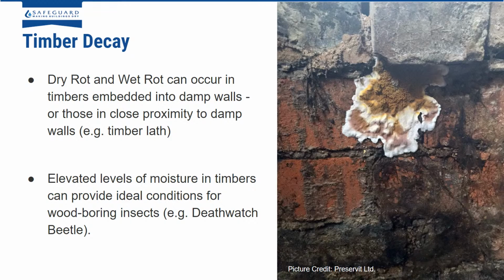Timber decay. If a wall is allowed to get wet, and it reaches a high enough level of moisture, certain types of rot can start to develop in the timbers, especially dry rot and wet rot. Especially when they're embedded into the wall, it can be very common for that to happen. Another sign of decay in your timbers is any sign of wood-boring insects, such as death watch beetle.